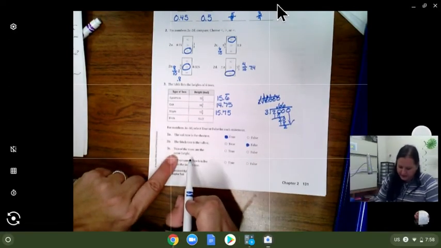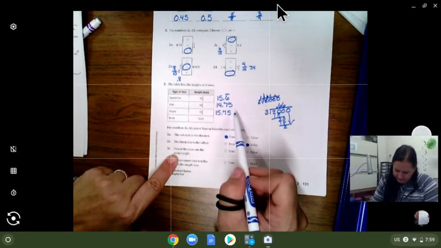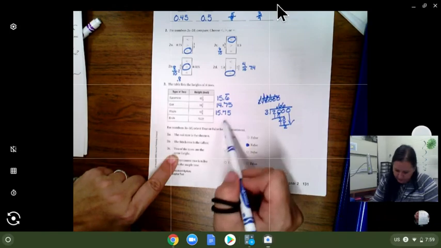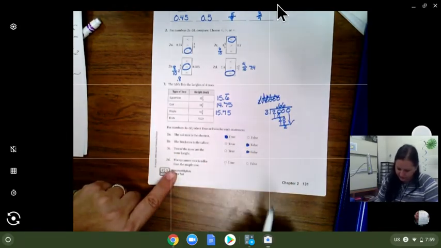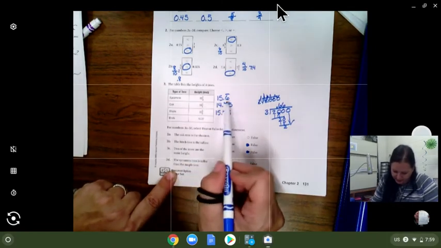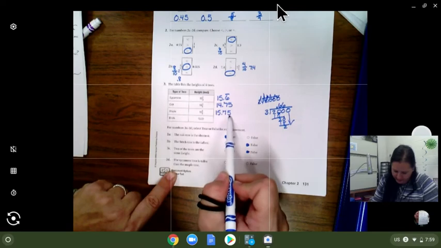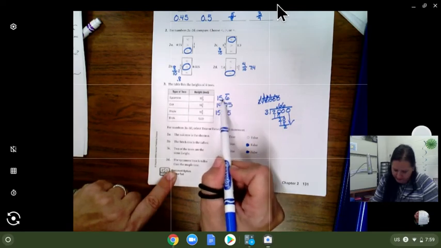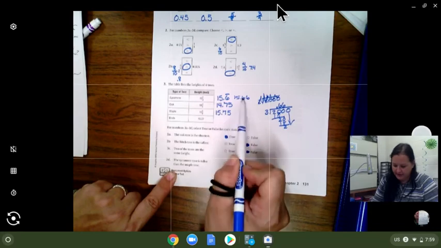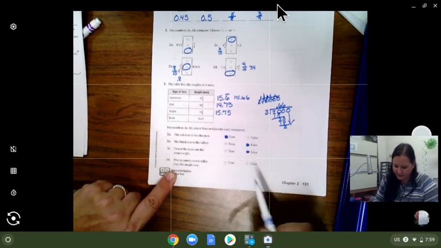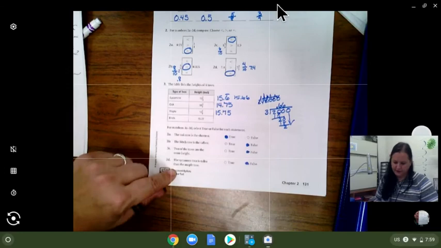2 of the trees are the same height. No, that's false. None of them are the exact same because these have different whole numbers. The sycamore tree is taller than the maple tree. So sycamore, maple, no, this would be like 15.66, and this is 15.75. So 15.75 is greater than 15.66. So that is false.